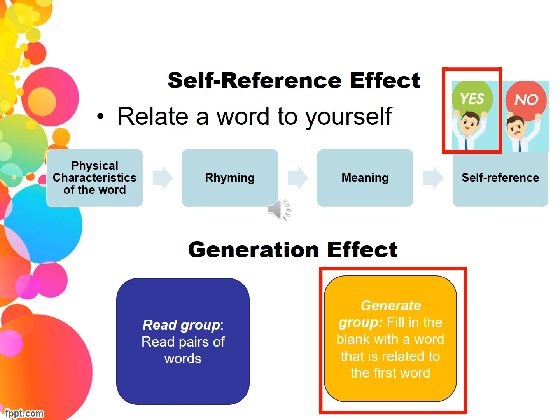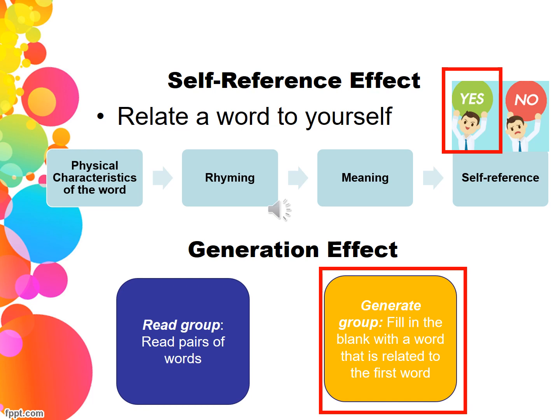Another effect that explains encoding and our memory is the generation effect. So they have two groups of people. One is the read group, another is the generate group. What happened is that they ask the participants to study a list in which the words are in pairs. Those in the read group need to read pairs of related words, for example, lamp and shade.